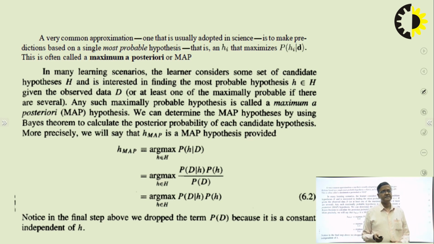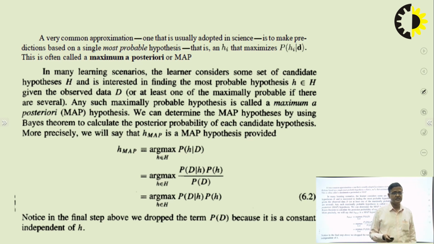So this is the very first approximation, H-MAP. The next approximation is HML, which stands for the maximum likelihood hypothesis. Next we are going to discuss the hypothesis HML.